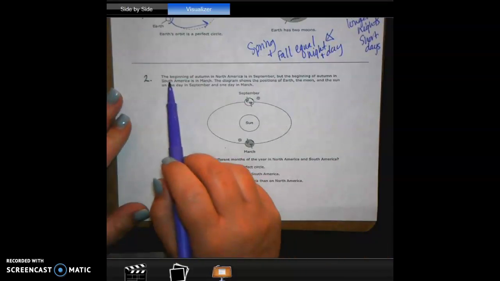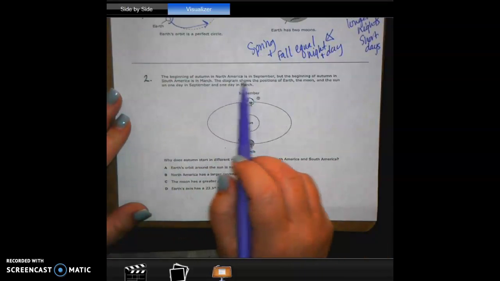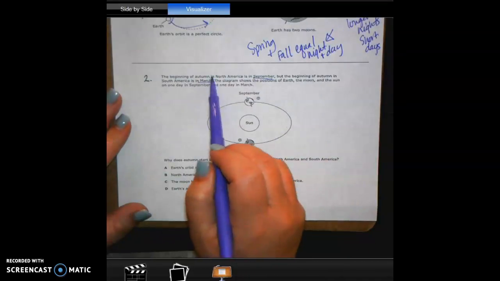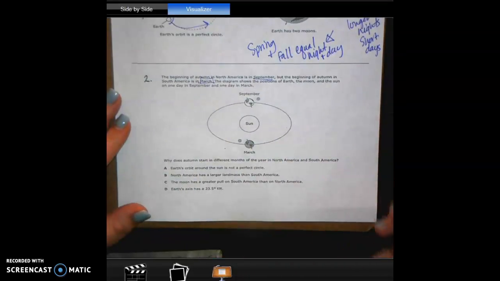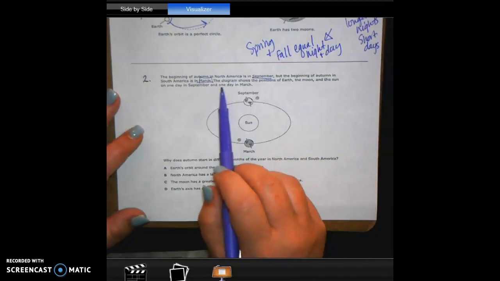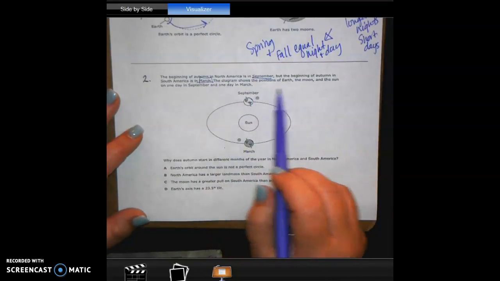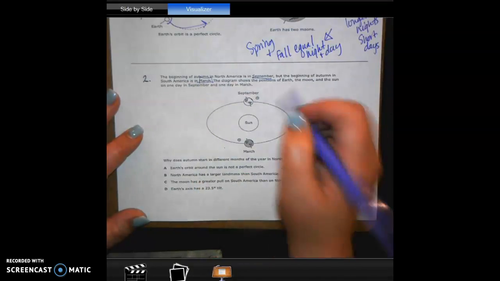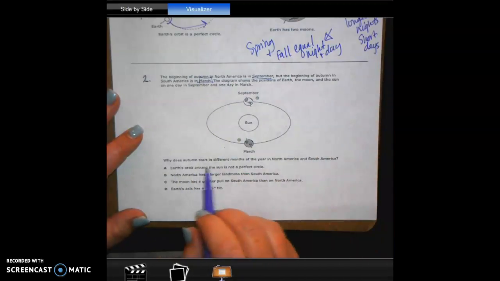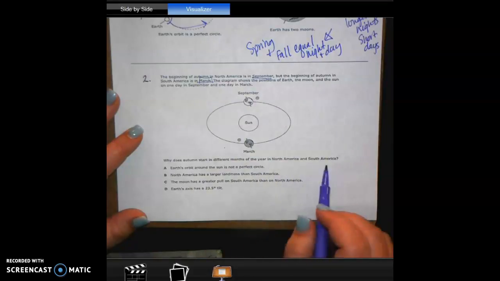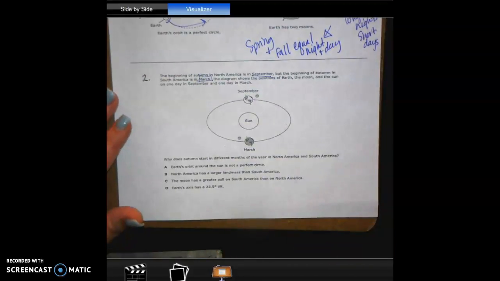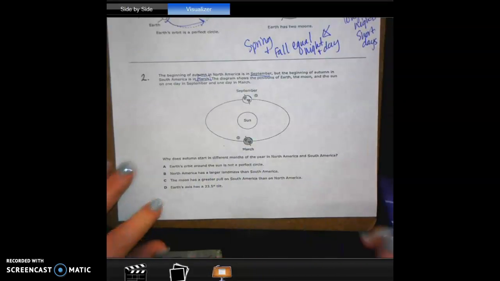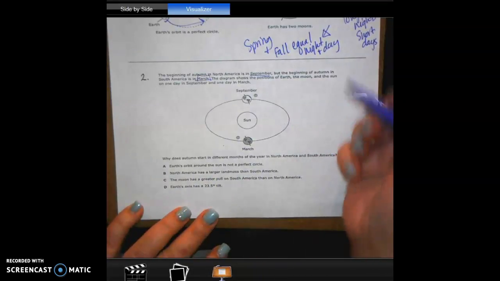Okay, number two. The beginning of autumn in North America is in September, but the beginning of autumn in South America is in March. We already know this. It's opposite for each of the hemispheres. The diagram shows the positions of the Earth, the Moon, and the Sun one day in September and one day in March. Why does autumn start in different months of the year in North America and South America? Okay, so again, why does autumn start a different month of the year in North America and South America?